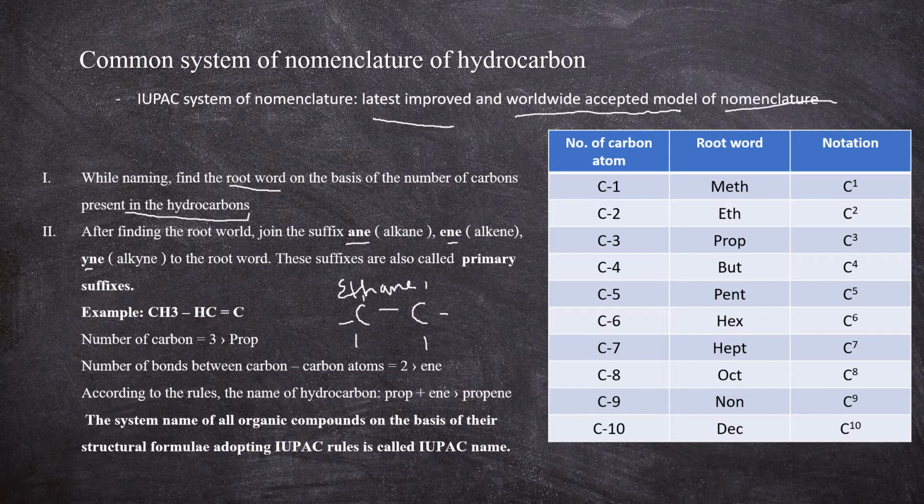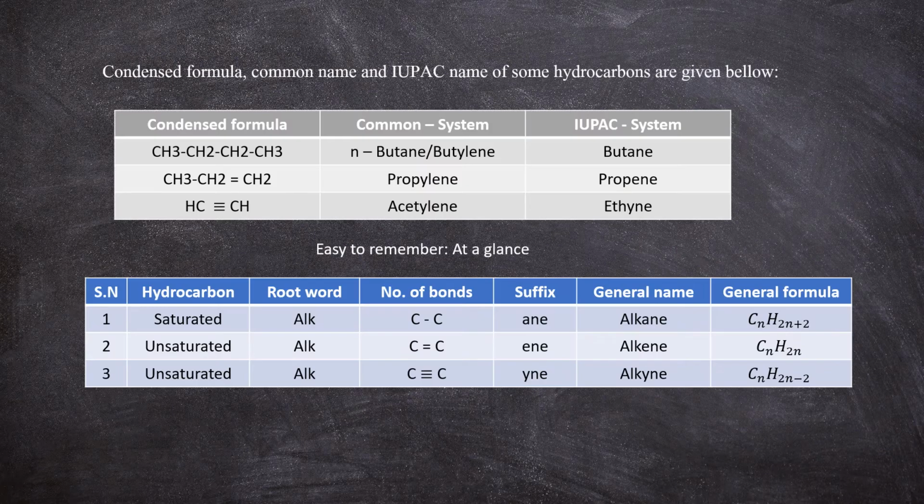For example, CH3-CH2-CH3 is propane. I had already discussed this. The system of naming all organic compounds on the basis of their structural formula adopting IUPAC rules is called the IUPAC name. Here a condensed formula, common name, and IUPAC name of some hydrocarbons are given below. The common names are butylene, propylene, acetylene, and the IUPAC names are butane, propene, ethene. It is easy to remember at a glance.